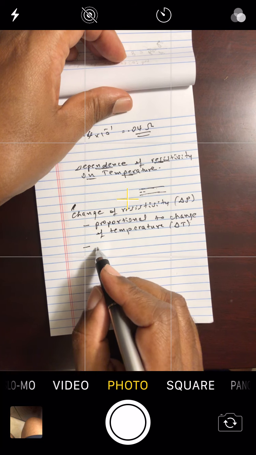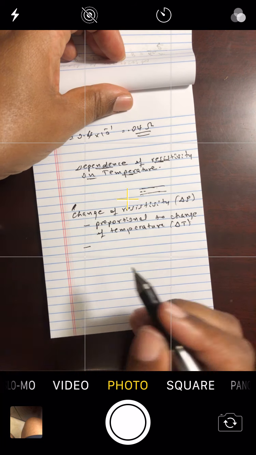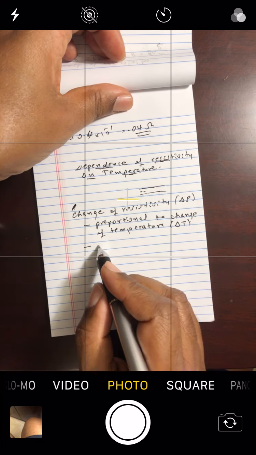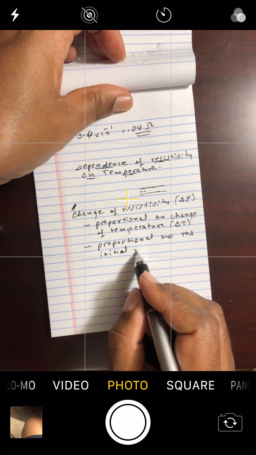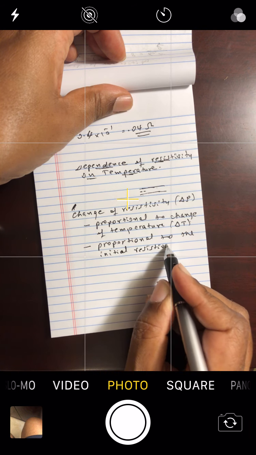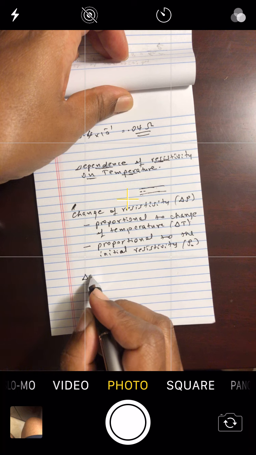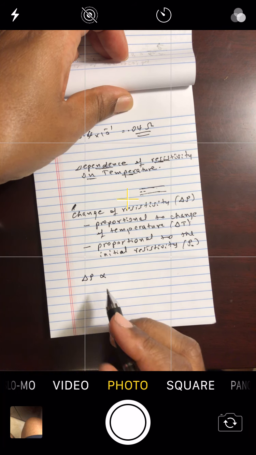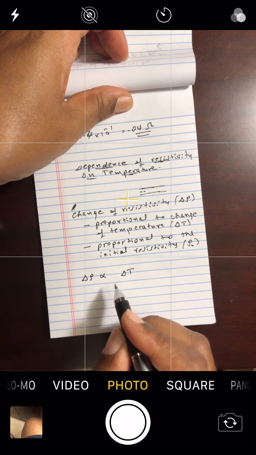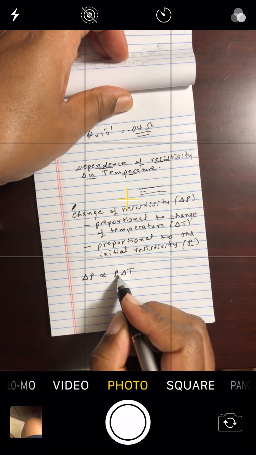It's also proportional to the initial or original resistivity, that's the resistivity before the change. We're going to use rho naught to represent the initial resistivity. All right, so let's write this mathematically. The change in resistivity is proportional to the change in temperature, but it's also proportional to the initial resistivity.